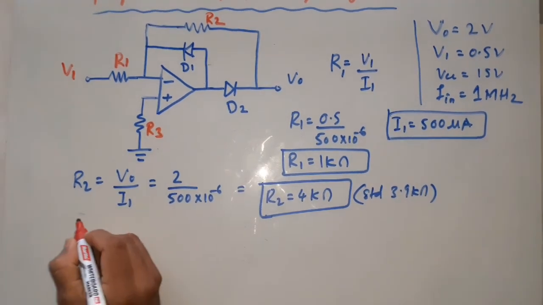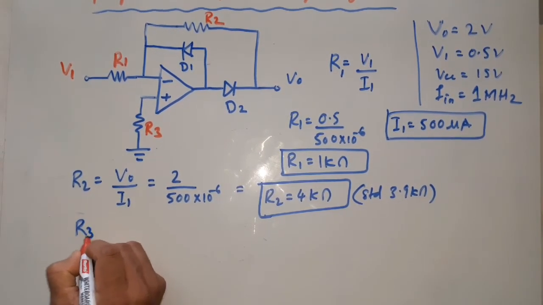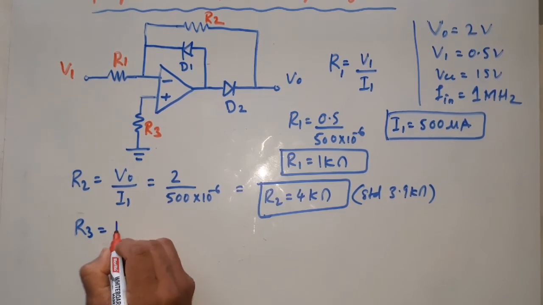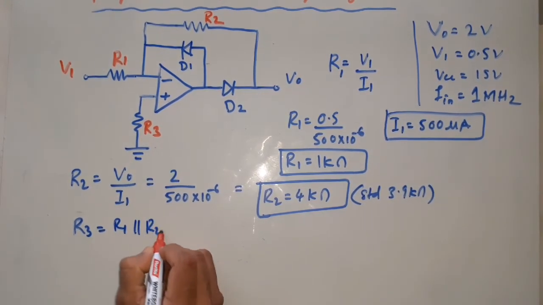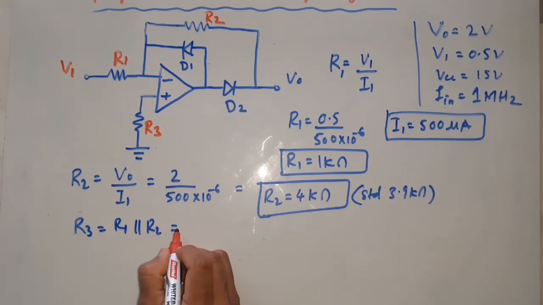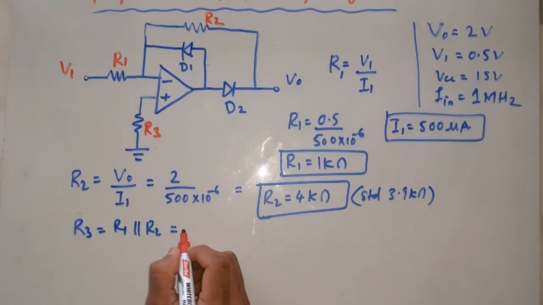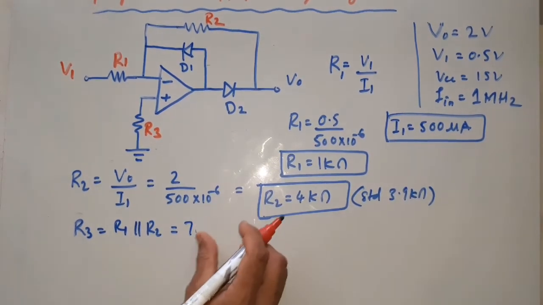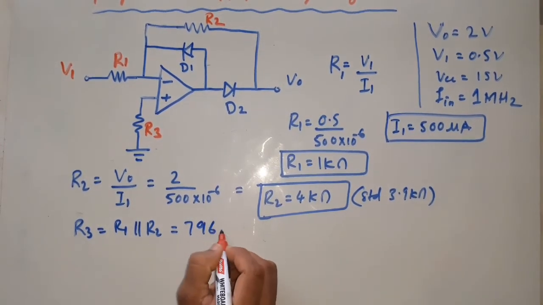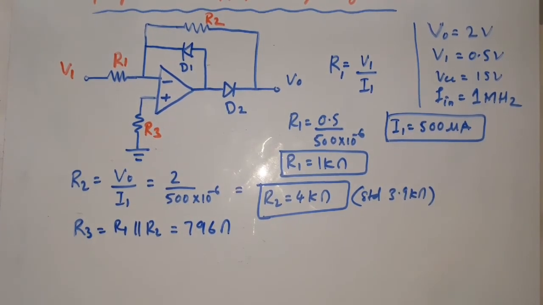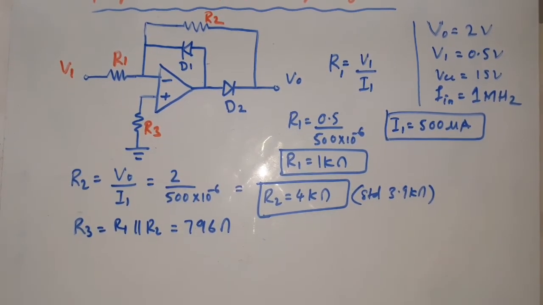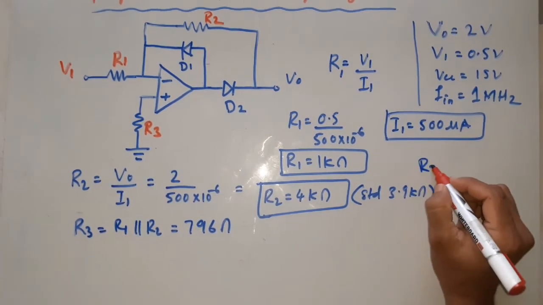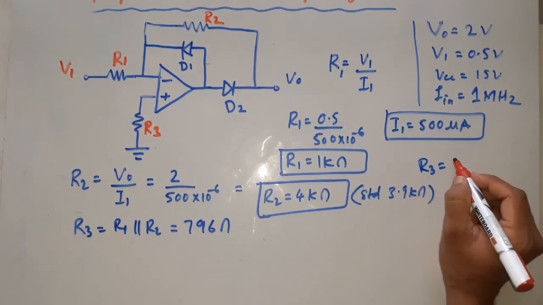Now, to find R3, we take the parallel combination of R1 with R2. This will give you 796 ohms. The standard value is 820 ohms. Now this is all about R1, R2, R3.